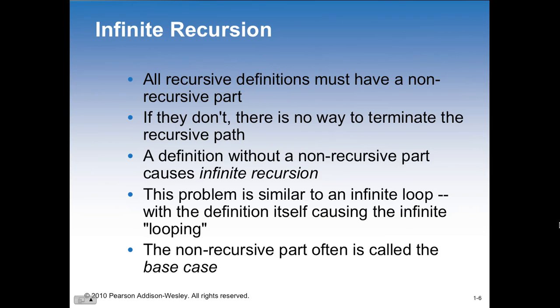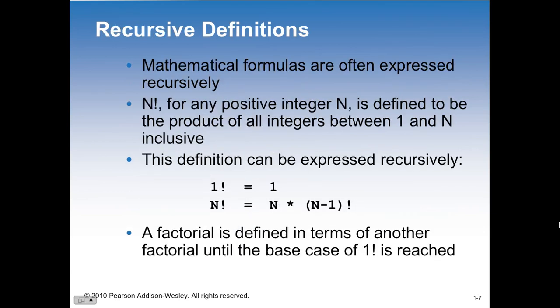A non-recursive part often is called the base class or the base case. We have the base case, which is the non-recursive part that does a check. If i is equal to zero, then quit. Means we went through 10, 9, 8, 7, 6, 5, 4, 3, 2, 1, 0. We're done. And then it basically provides a definition for the end or the quitting point, the non-recursive part.